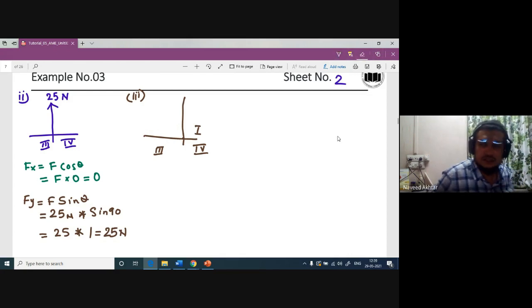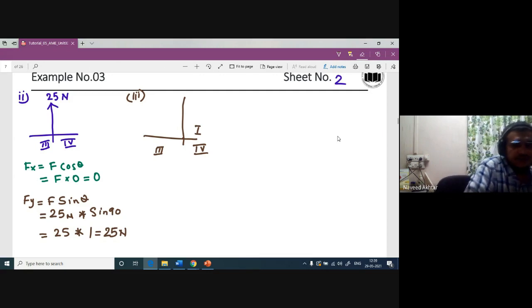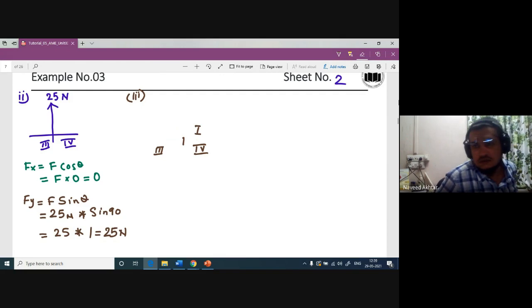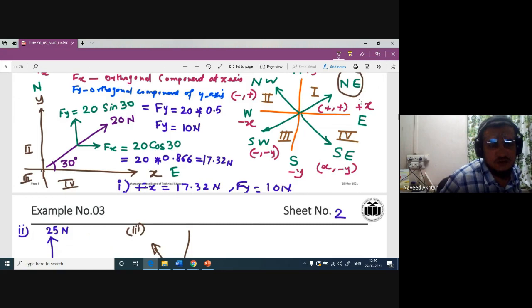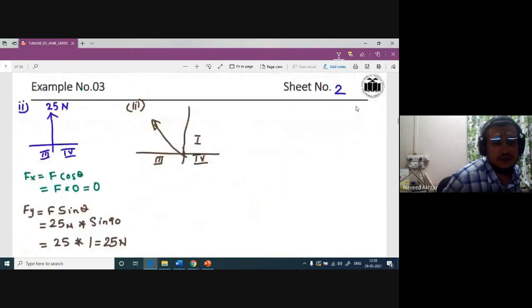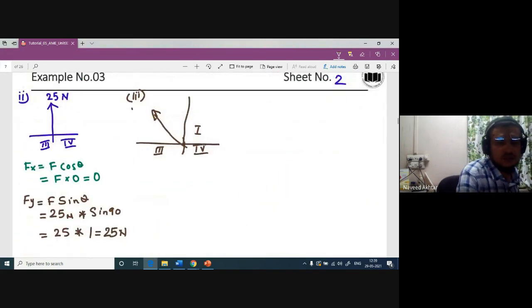Very problematic when you are drawing freehand. Again I have to draw the quadrant, so I will draw the quadrant again. First quadrant, second quadrant, and the force is exactly northeast, and the value of this force is 30 Newton.